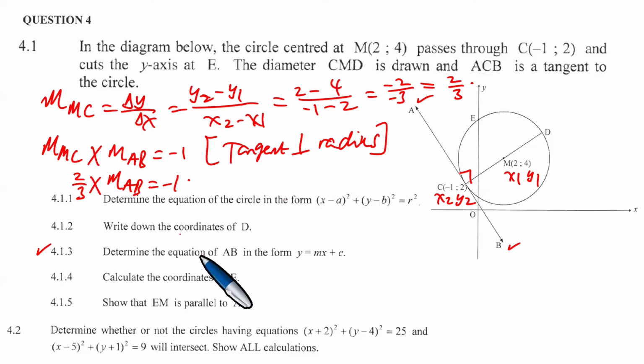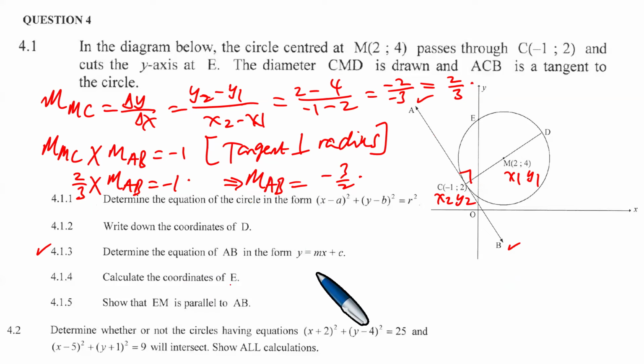Now if you continue to simplify this, the gradient of AB, you cross multiply here and it becomes 3 out of 2. And that tells us the gradient of the line AB is a negative gradient. In other words, it's running down slope and it is -3/2.